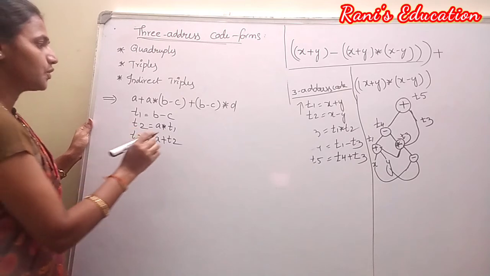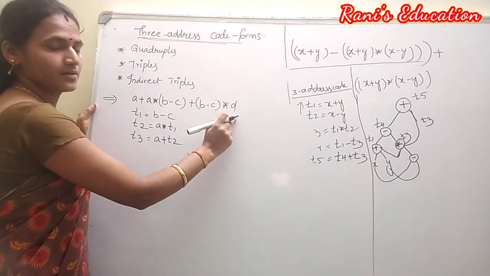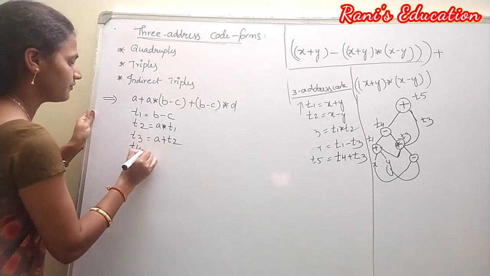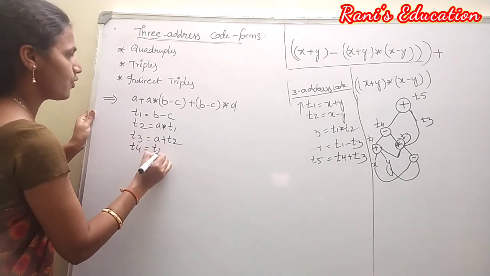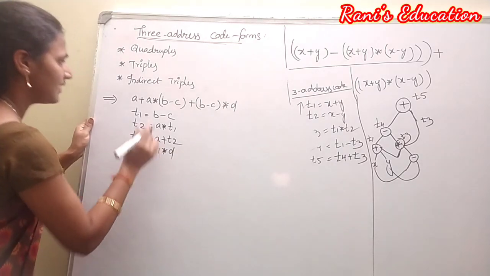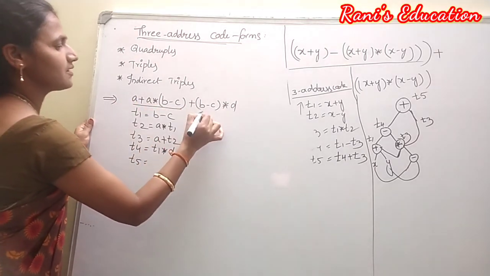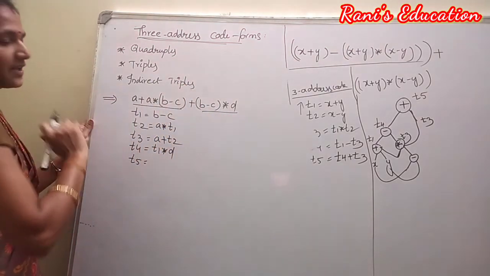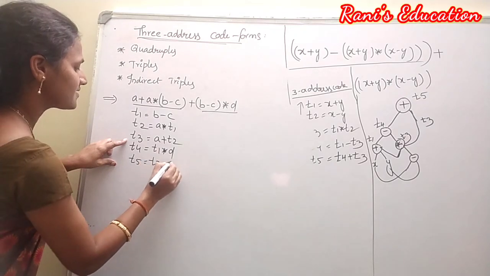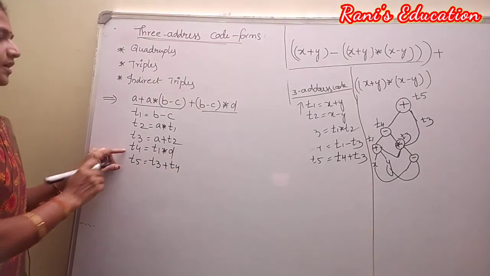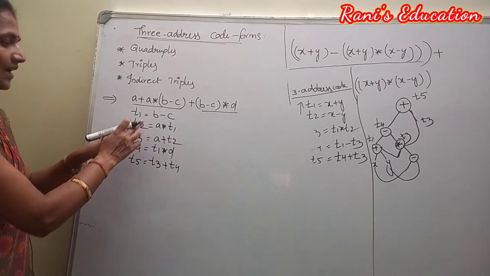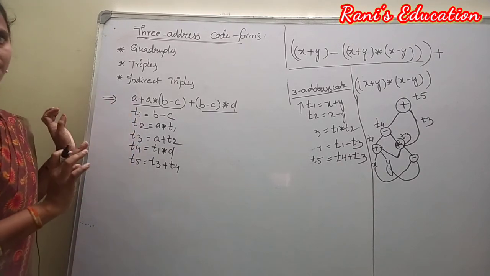Go for t3, that is a plus a into b minus c, a plus t2. Now move on to this. We already computed b minus c, right? So here we are going to consider t1 into d. What about t5 here? We have computed this sub expression. Now we are going to make addition. So what is that? t3 plus t4. Now we have written the 3 address code for the given expression.